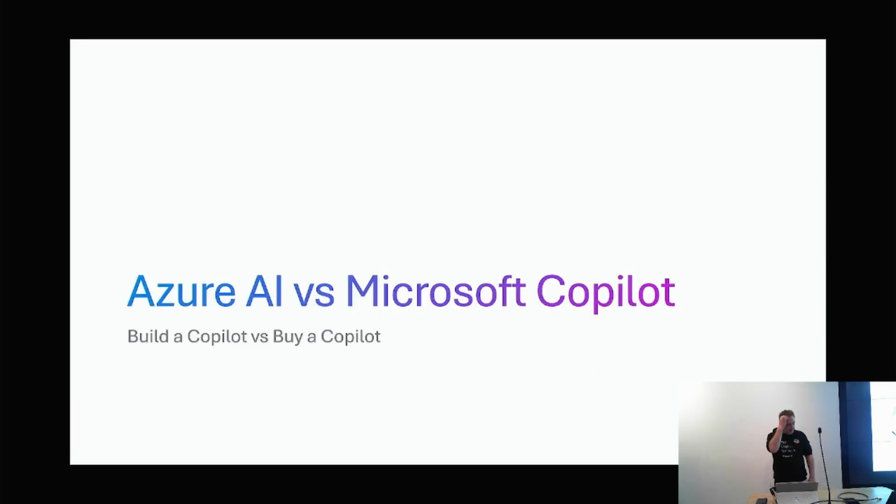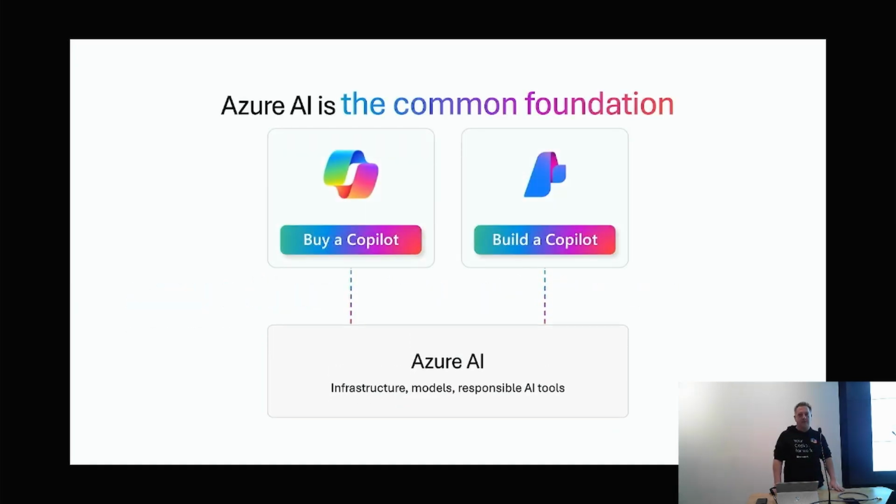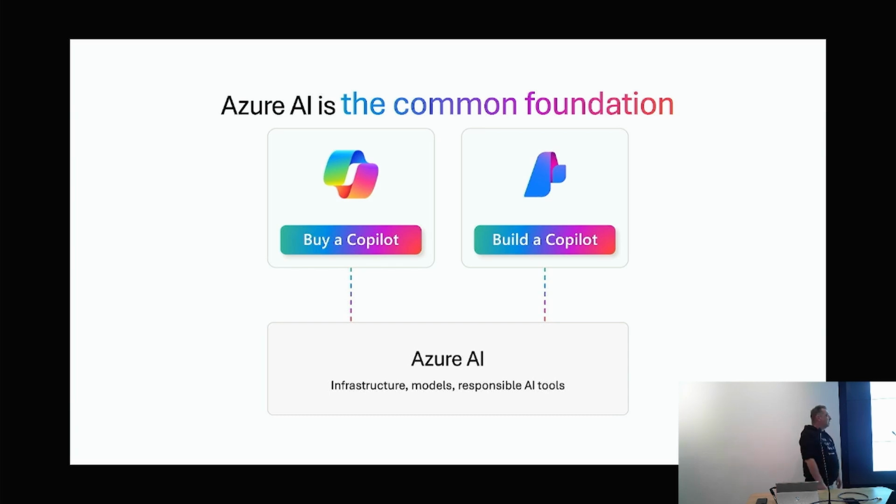So, jumping into a little bit of delineation between what a Copilot is and what Azure AI is. Azure AI is the actual platform itself. Copilot, as I said, is a product. So here you've got the two based on logos. Azure AI is build a Copilot, and Copilot is buy a Copilot. Very simple. However, both of them do use the Azure AI stack to create those Copilots.